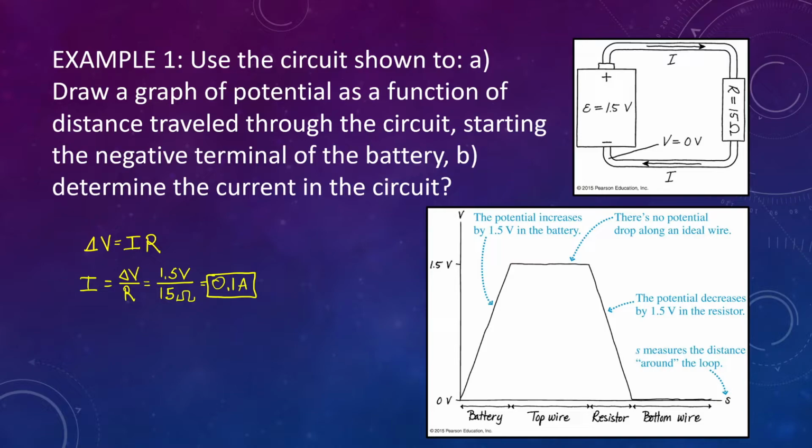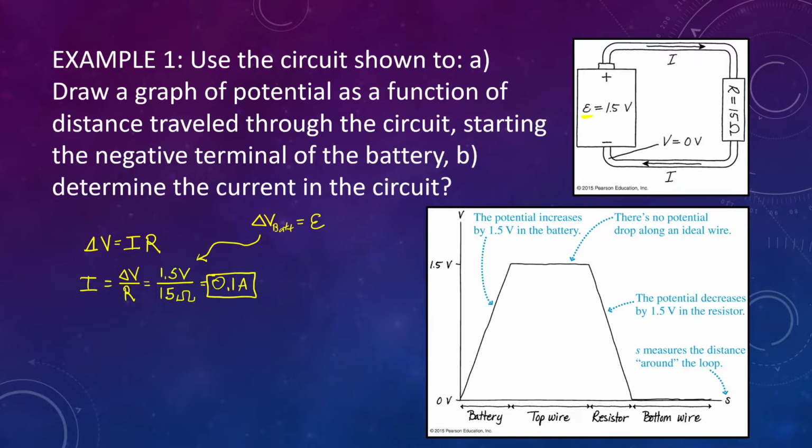Now, sometimes students still have an issue, of course, with the fact that this is labeled as epsilon, and I plugged that in here for delta V. Remember from our previous lecture that epsilon, the EMF, is by definition the potential difference. It just is what we call the potential difference of a battery. So just to be clear, delta V of the battery is your EMF. So that is what we plug in here as the 1.5 volts.